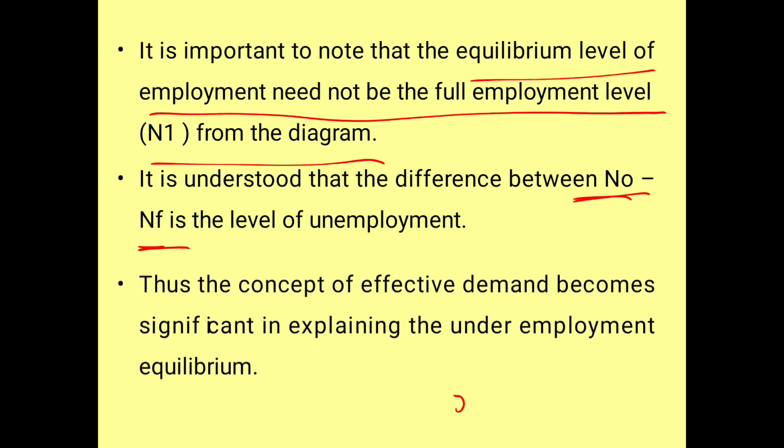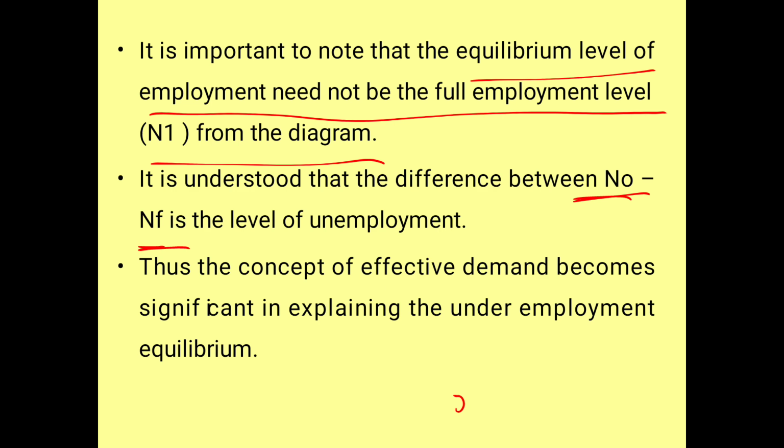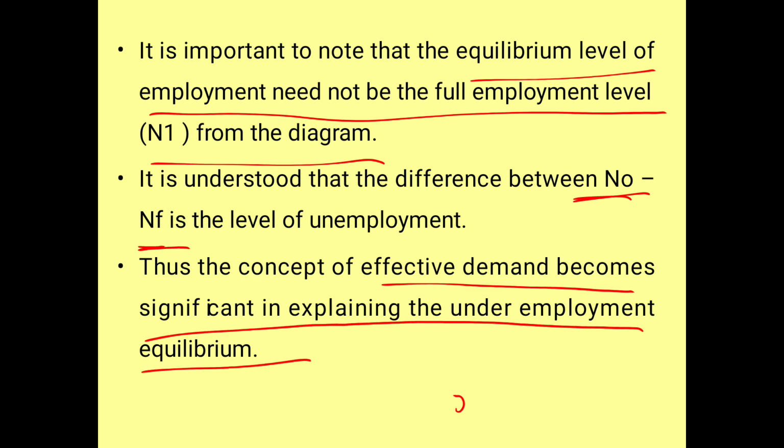Next, what does this concept tell you? Effective demand becomes significant to explain underemployment equilibrium. Keynes said that because classical theory emphasized full employment, unemployment will also take place, and he has proved it by the ADF and ASF method. So this is what you can understand from this particular diagram. This is a book back question as well as a very important question. So look at the diagram carefully and explain it accordingly.